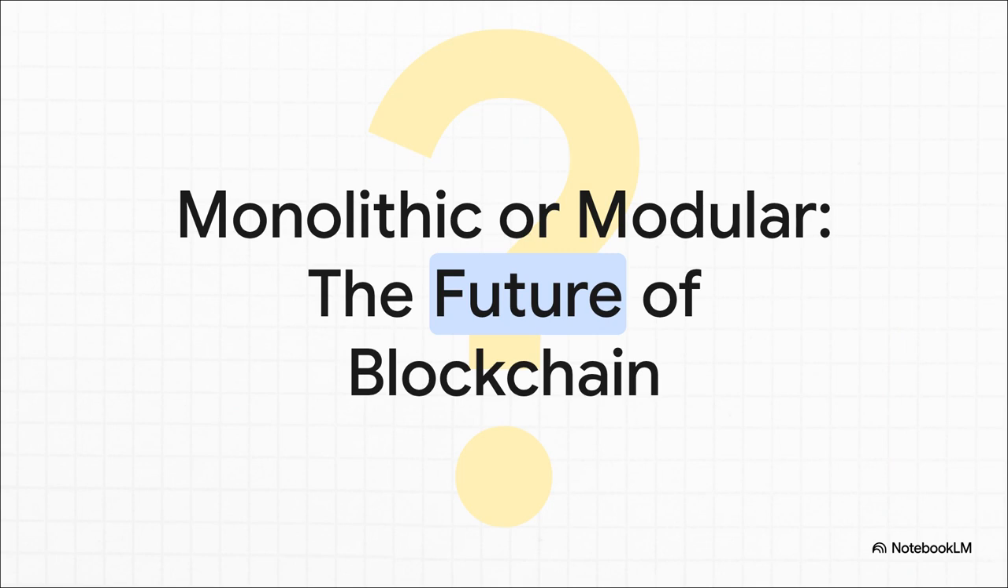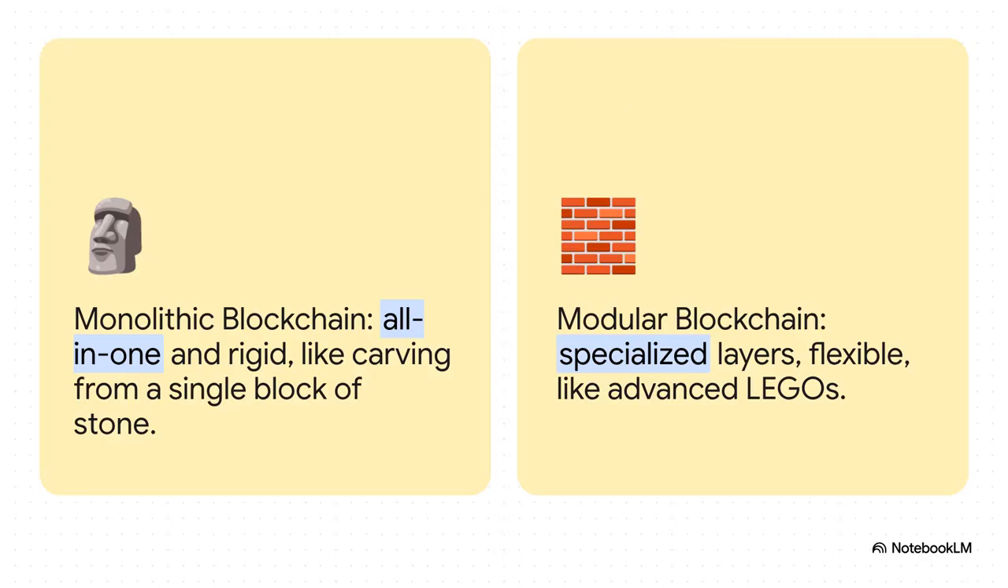The big question in the space right now: is the future of blockchain monolithic or modular? I mean, are we talking about a single, all-in-one system or a flexible set of specialized components? The architecture we're digging into today offers a pretty compelling answer. So what's the actual difference here?